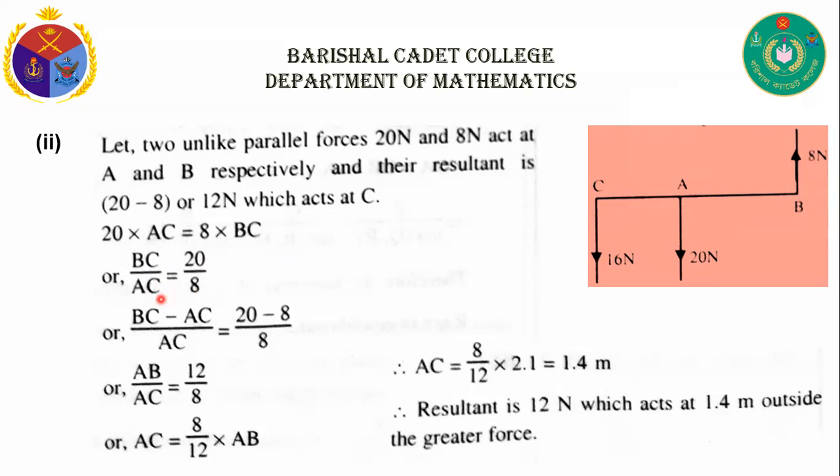So here (BC − AC)/AC = (20 − 8)/8 = AB/AC = 12/8. So AC = (8/12) × AB. We know that AB is the distance between the forces, that is 2.1 meters. So 8/12 × 2.1 is 1.4. So the resultant is 12 Newton, which acts at 1.4 meter outside the greater force.